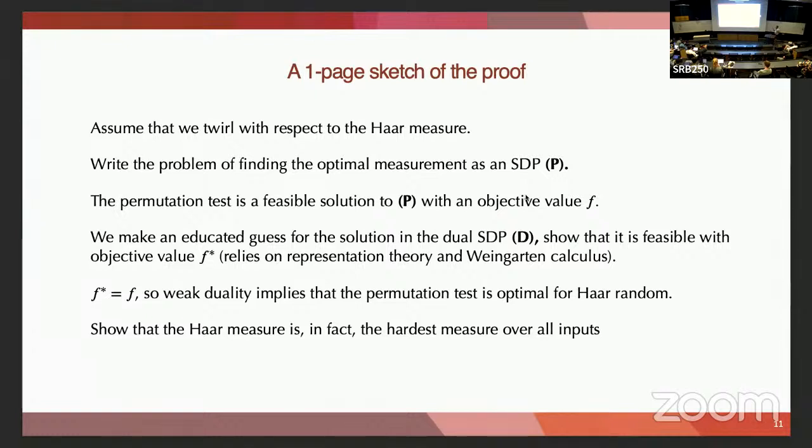And the very last tricky thing is that we need to show that the Haar measure is in fact the hardest measure of all possible inputs. So we also need to do this step. And finally, this proves our theorem agnostically to the underlying measure.